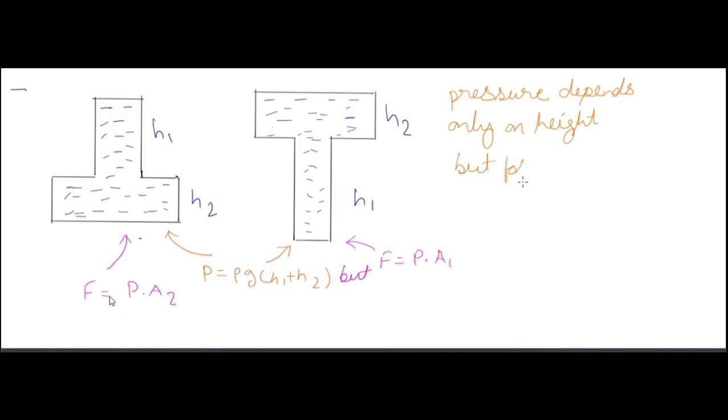So here we have force equal to P into A2, while here we have force equal to P into A1, while the P is the same for both: rho g (H1 plus H2).